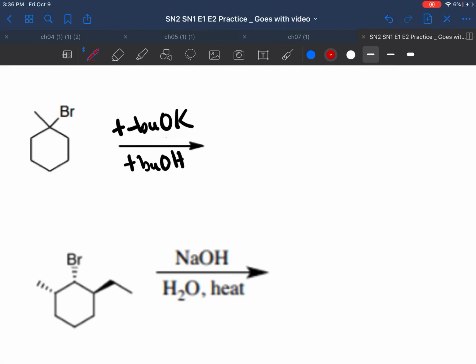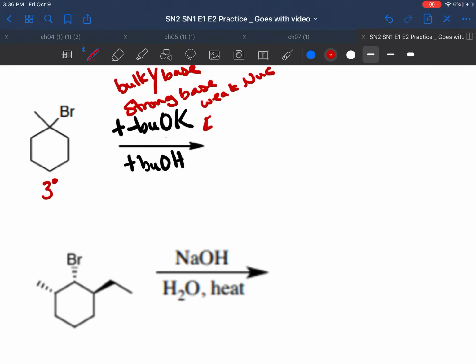Second to last problem, we have a tertiary alkyl halide, and we've got a bulky base, right? So what does a bulky base tell us? They are strong bases, but they are not very good nucleophiles. This is going to most likely go through E2. T-butanol is just a protic solvent. We don't necessarily need to know that here.